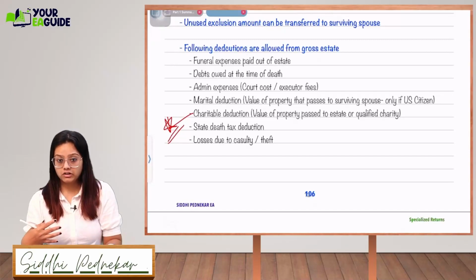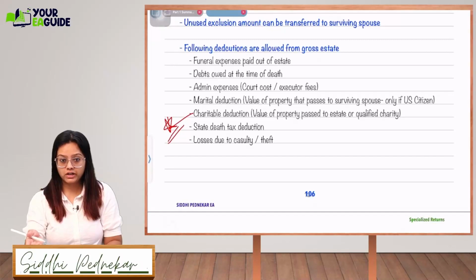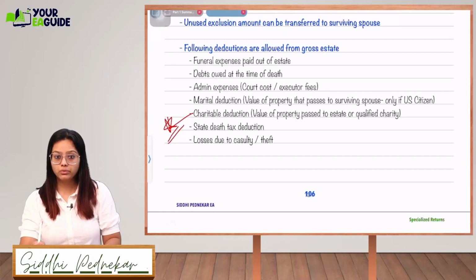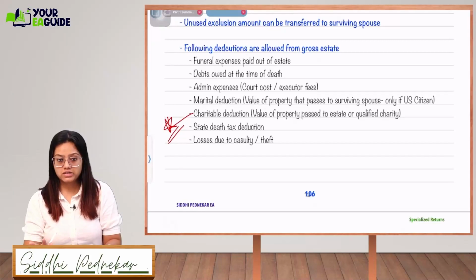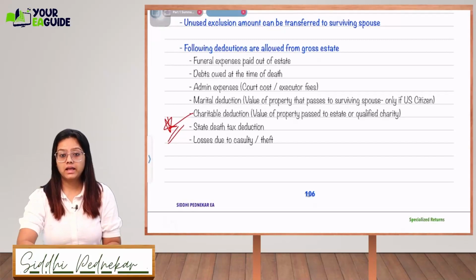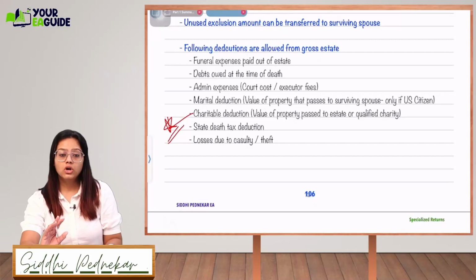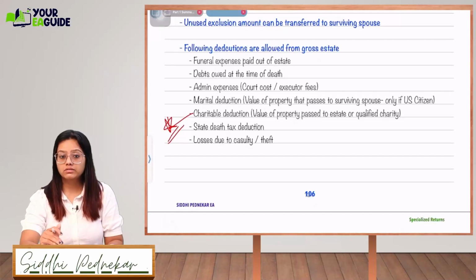If the beneficiaries are donating some of the taxpayer's estate by their own will, that is not allowed as a deduction. It should be mentioned in the will. Okay, state death taxes deduction. Some states charge a death tax also, so you have to deduct that tax.